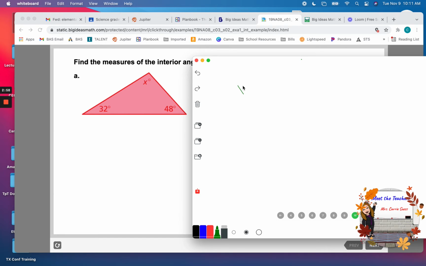X plus Y plus Z. X plus, okay. My other measurement is 32. Plus 48. Plus my other measurement. Very good, Elena. And the whole thing always adds up to 180. Okay? So let's simplify. What's 32 plus 48? 80. So x plus 80.